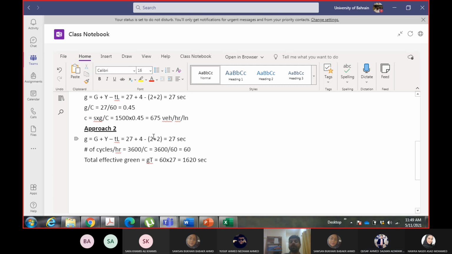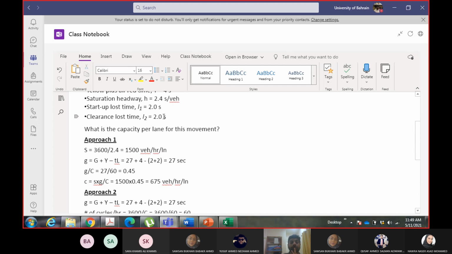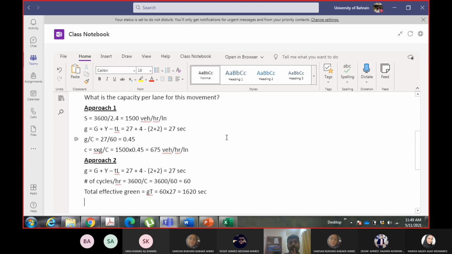During effective green time, vehicles move at an interval of saturation headway. Saturation headway is given as 2.4 seconds per vehicle, right? So during 16-20 seconds, the interval between the vehicles is 2.4 seconds. So in 16-20 seconds, how many vehicles can move at an interval of 2.4 seconds?